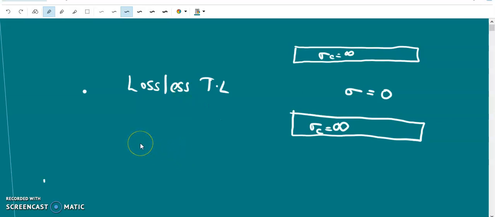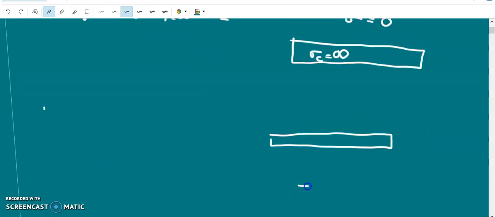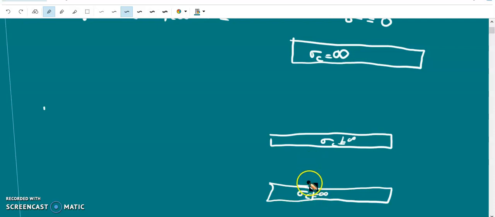So now losses will appear on the transmission line due to two reasons. One is the conductivity of the conducting plates is not infinite. That means the conductors are not perfect, sigma c not equal to infinity. And the second reason is that the dielectric medium in between them is not a perfect dielectric medium. That means sigma not equal to 0. Sigma is very small for the dielectric medium, but it is not 0.